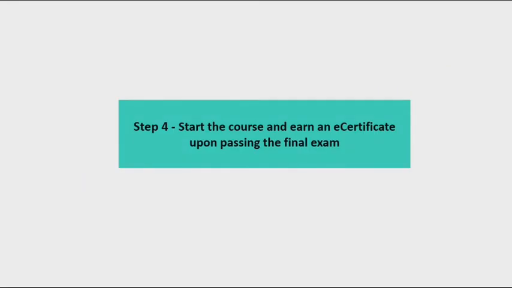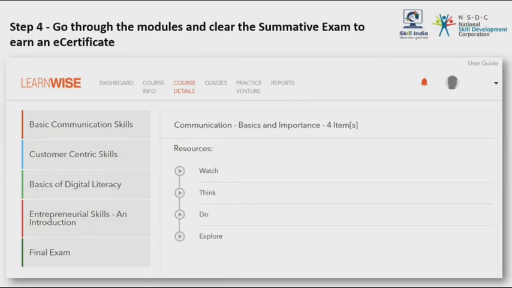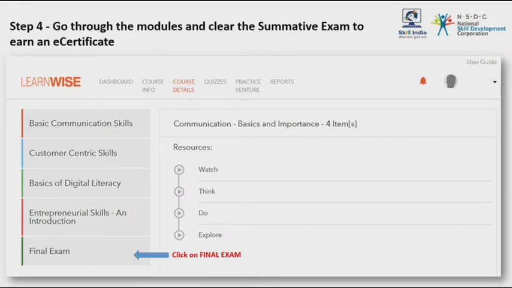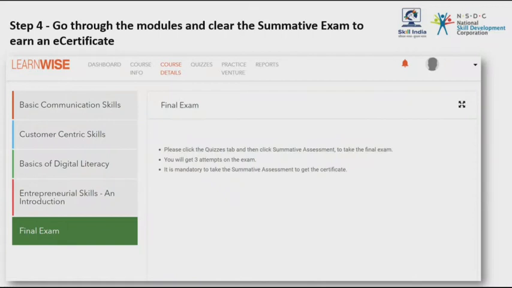Step 4. Go through all the modules and clear the final exam to earn the certificate. After completing all the lessons in each module, you will have to give the final assessment. Completing the final assessment is mandatory to complete the course and earn the certificate. To give the final exam, click on Final Exam. Each candidate will be given 3 attempts to clear the exam or improve the final score. The best score out of the 3 would be displayed on the e-certificate.